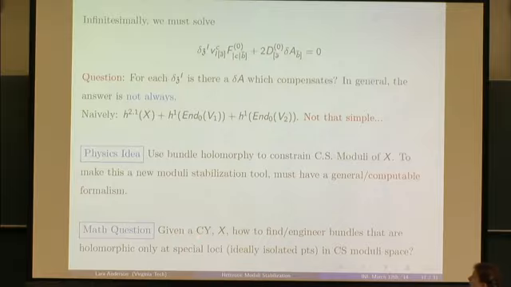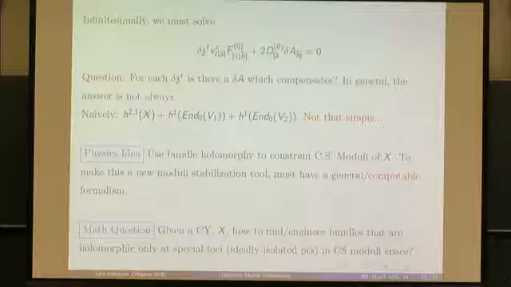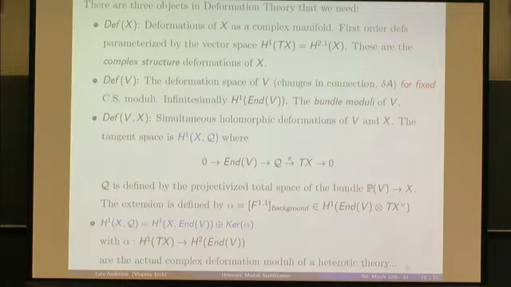So given a Calabi-Yau, how do I engineer bundles that are holomorphic, for example, at special loci, subloci, in complex structure moduli space, ideally isolated points? So I'd like to stabilize everything, if I could, with this mechanism. To do that, I'm going to go through this quickly, but mathematically, it turns out that there's a very beautiful deformation theory to help you address exactly this.